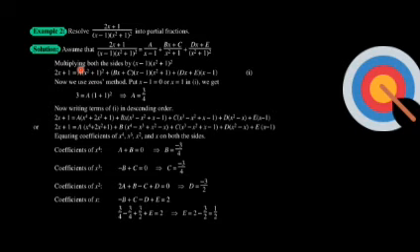Now we are going to repeat the entire process again. Multiplying both sides by the denominator, x minus 1 and x square plus 1 whole square, it gives us 2x plus 1 is equal to A into x square plus 1 whole square, plus Bx plus C into x minus 1 into x square plus 1, plus Dx plus E into x minus 1. This is equation number 1.